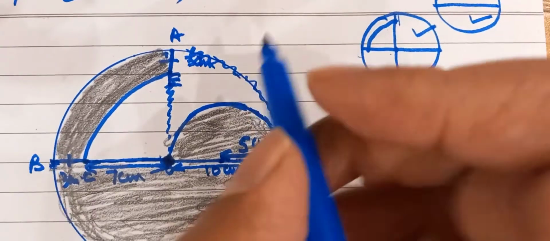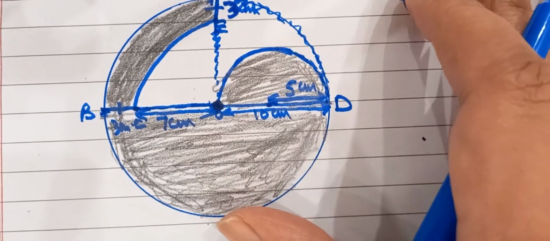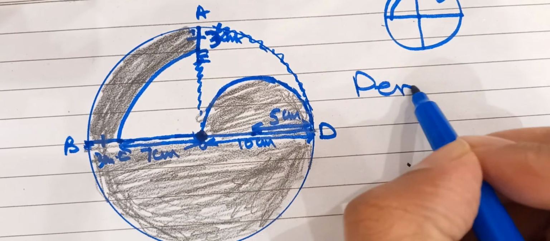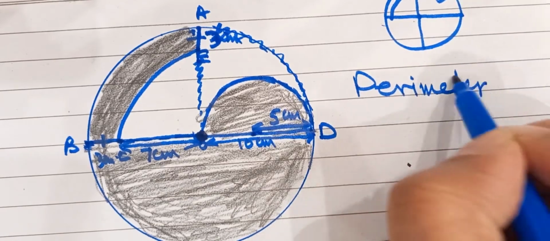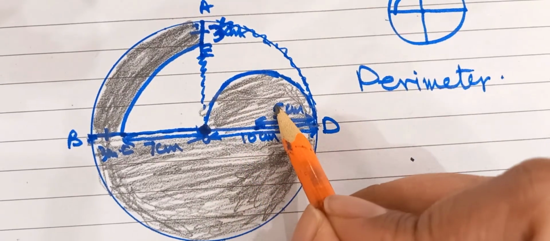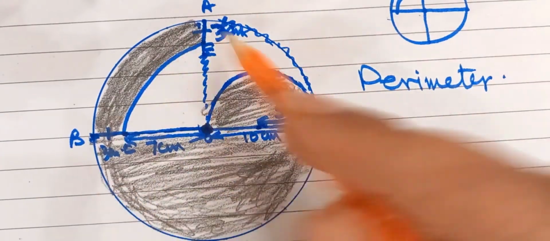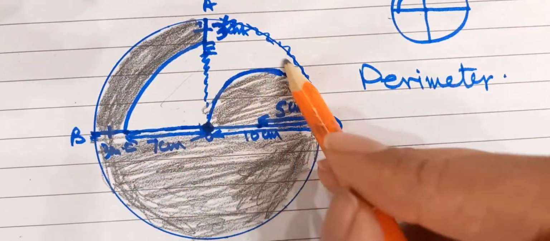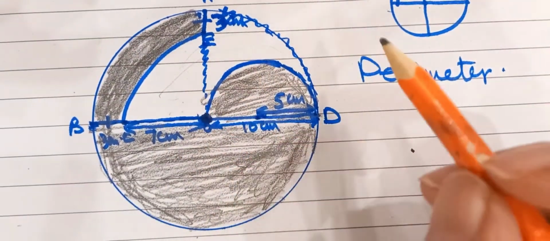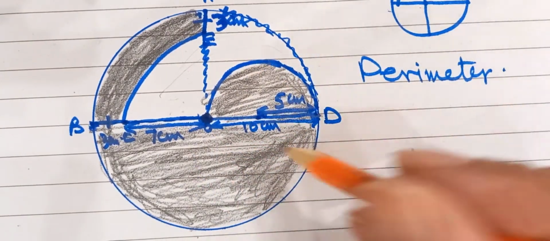So now we've got all the dimensions in this question, and now we are going to solve it. We have to find the perimeter of this shaded area only, not the entire circle. This part is being cut off from the circle, and they have asked us to find the area and perimeter of this specific shape.